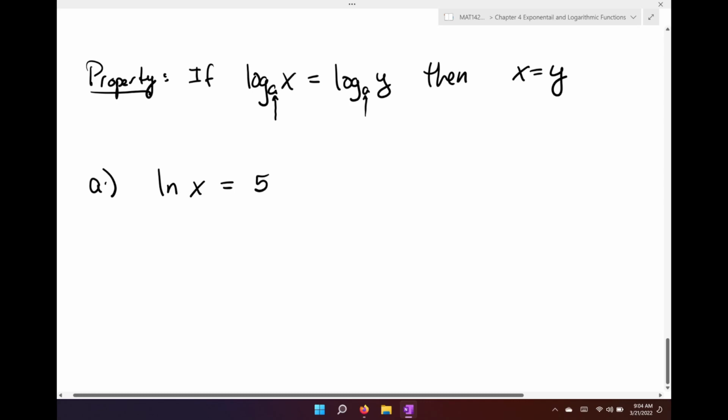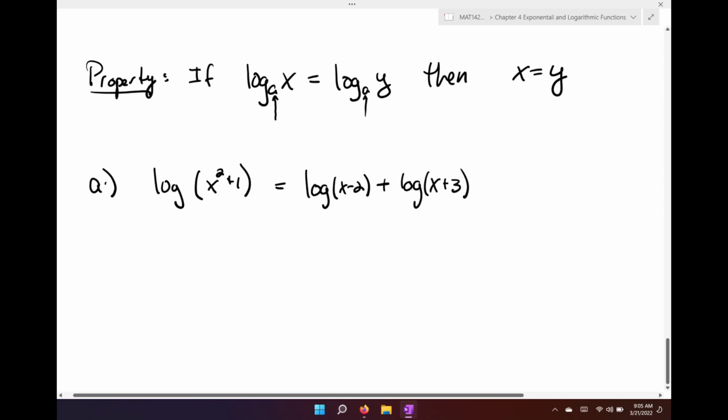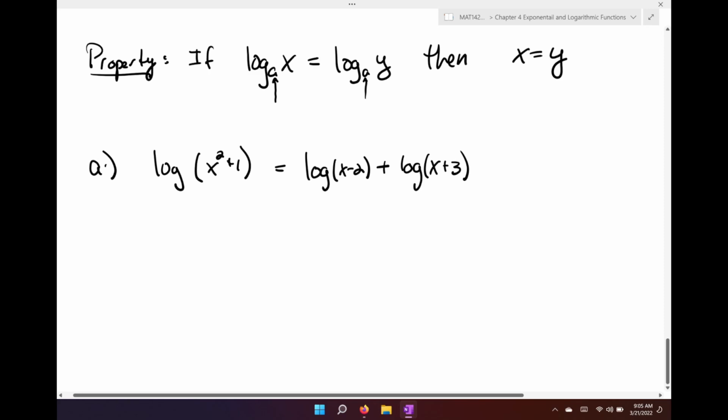Oops, sorry. That's a different example for a little bit later. Let's do this one. We're going to do log of x squared plus 1 equals the log of x minus 2 plus the log of x plus 3. Sorry about that. That second problem we're going to do in a second.